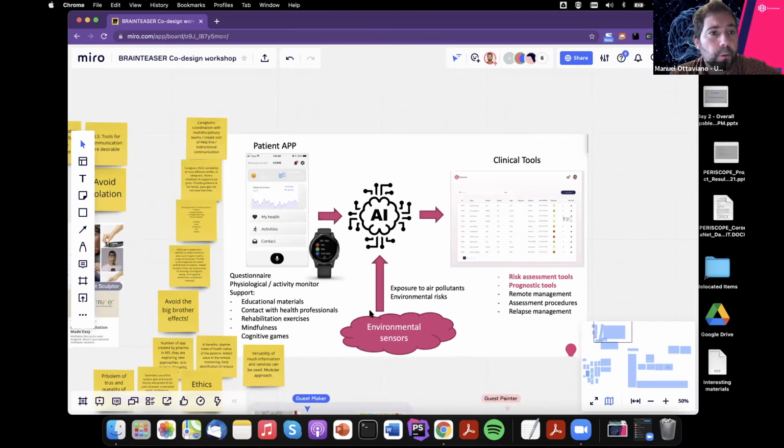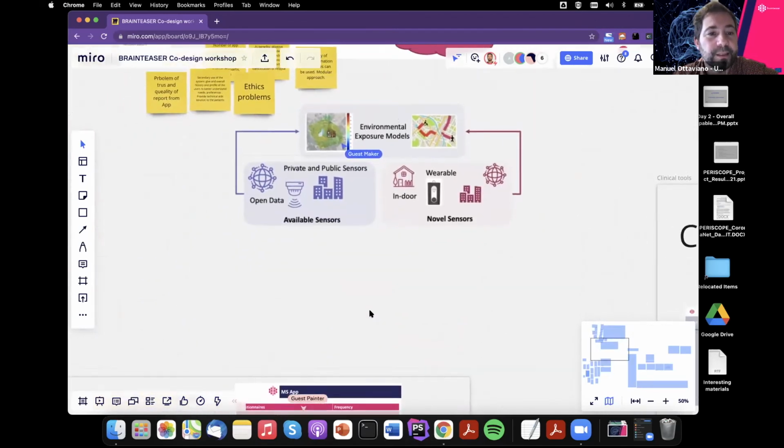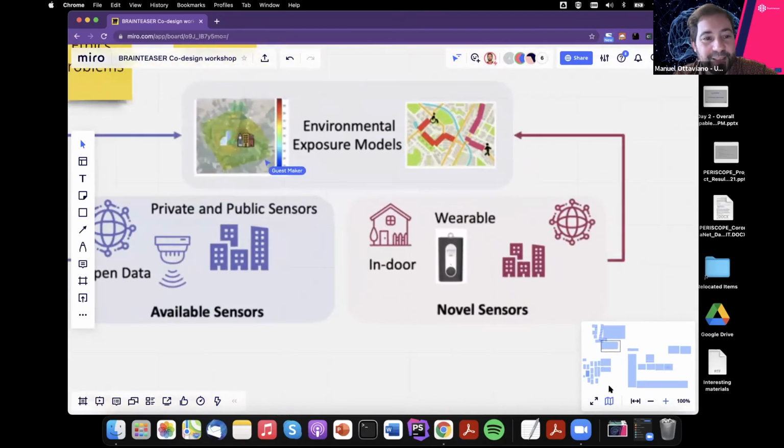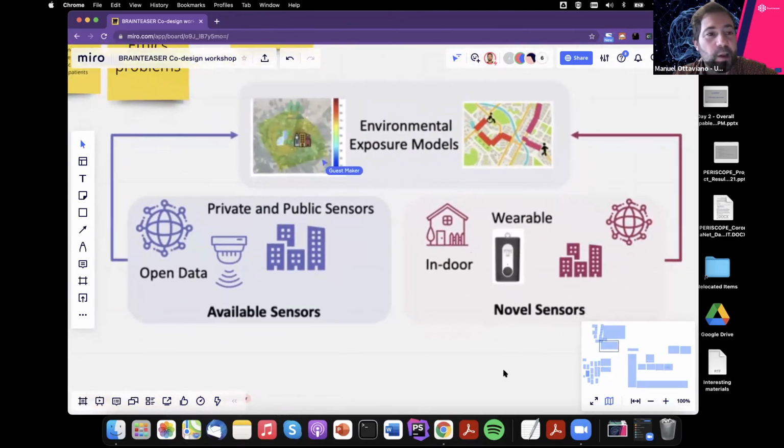If it is okay for you, I will move to another element that I briefly introduced before, the part of the environmental sensor, and I will move to another little sketch that we have for the project. And I ask you, Arianna, to lead this part of the conversation, because Arianna is working directly on this setup of the environmental and exposure model. So please, Arianna, can you give us an overview of what we are doing in BRAINTEASER? What is the plan? Thank you very much, Manuel.